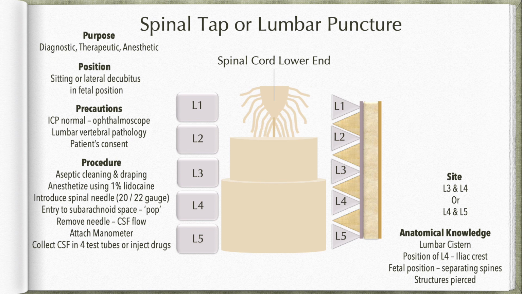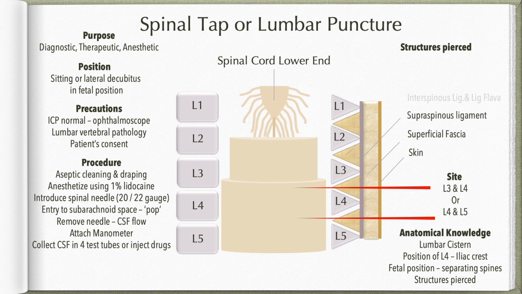So as I said, as the needle passes through either between L3 and L4 or L4 and L5, the structures pierced from outside inwards are: skin, superficial fascia, supraspinous ligament, interspinous ligament and ligamenta flava, then dura mater surrounded by extradural connective tissue, and finally the thin arachnoid mater.